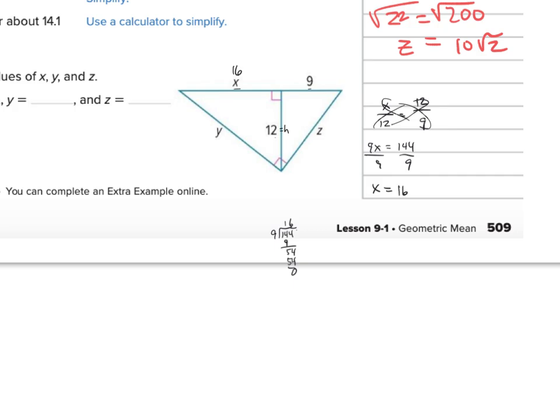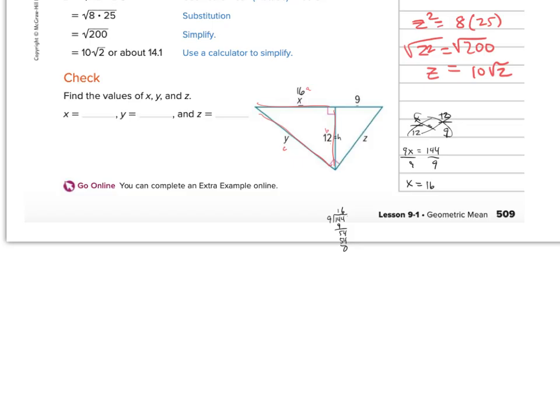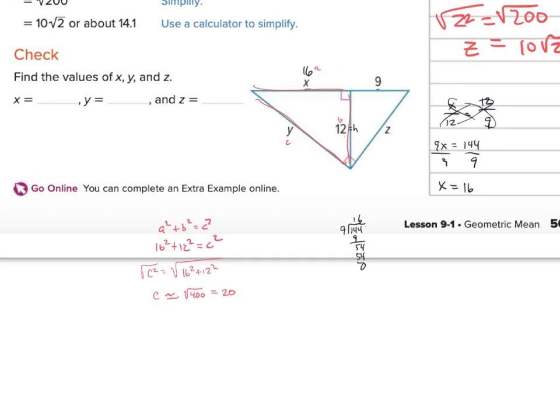So we have 16. Now we have another right triangle right here, this is A, B, C. So you can use your Pythagorean theorem for that. A squared plus B squared is equal to C squared. So 16 squared plus 12 squared is equal to C squared. So C, in this case Y, is equal to 20. We were able to find that side is equal to 20. We were able to find X was equal to 16.